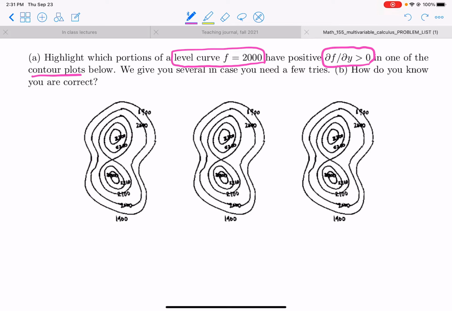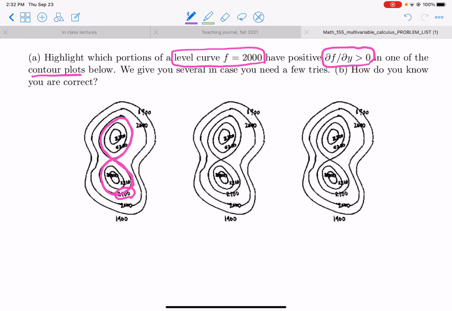Okay, so the level curve f equals 2000 is, well, I see here the 2000. Here's the 1900. 2100 is this whole one. So this is the level curve 2100.